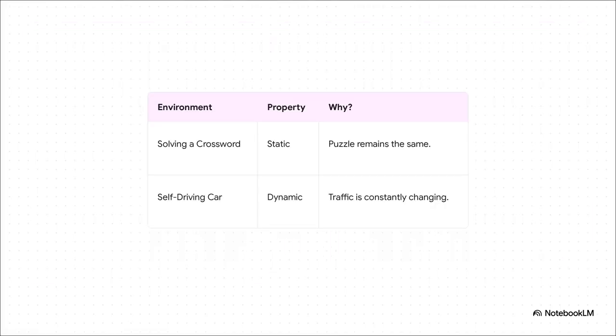Solving a crossword puzzle? Totally static. The grid, the clues, they'll wait patiently for you all day if you need it. But our self-driving car? Its world is incredibly dynamic. While it's thinking about whether to change lanes, the cars around it are moving, pedestrians are crossing, and traffic lights are changing. It has to act, and act fast, in real time.